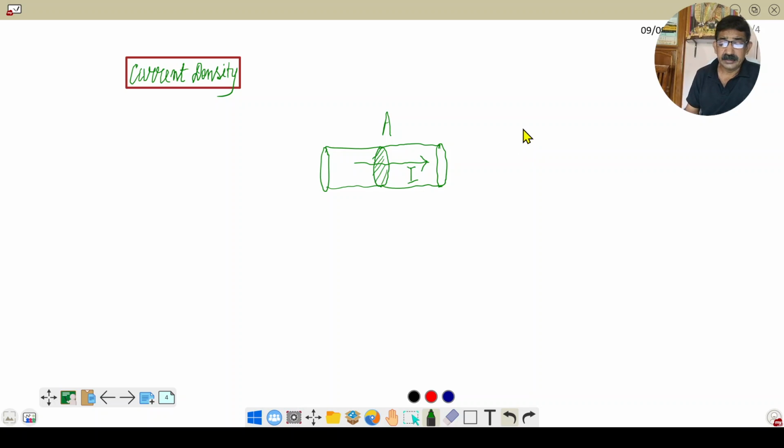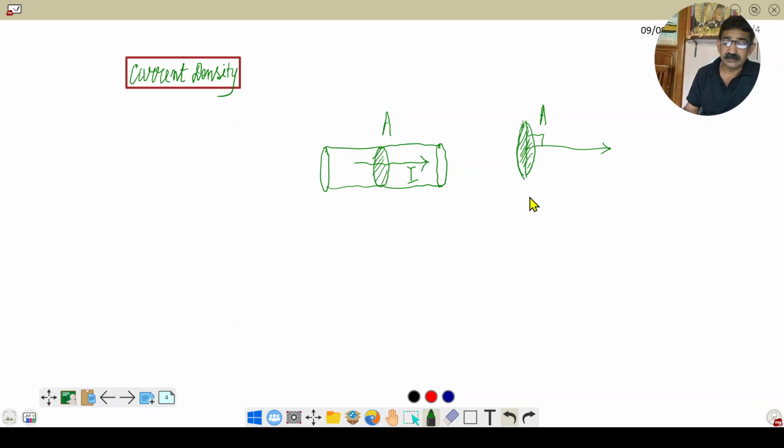Actually, the area is a plane area. This area and the direction of current are perpendicular to each other. Okay.